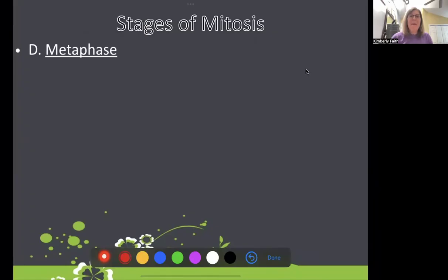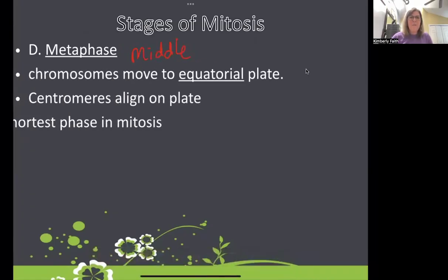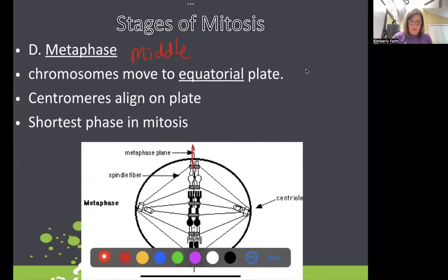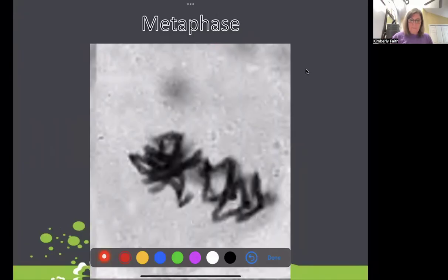So when we get to metaphase, I always remember middle. Metaphase is middle. They're going to be lined up in the equatorial plate. That's the middle of the cell. So that would be our equatorial plate, or it's also called the metaphase plate, because this is what we're seeing in the middle in metaphase. So they're all going to line up down the center. We've got our centrioles here. We have our spindles coming off and attaching to the kinetochore. This is a very short phase, as it basically lines up and then splits. Here's a picture of that under the microscope. See how they're all lined up.